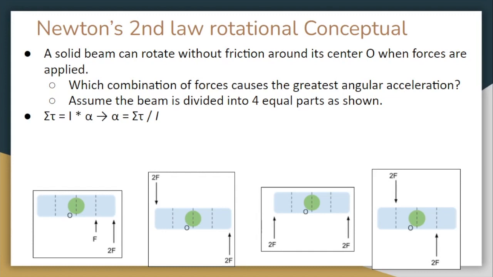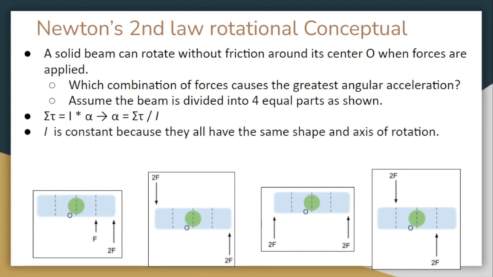Well, in order to figure this out, we need to think about our net torque equation. Net torque is equal to I times alpha. So if we rearrange this to solve for the greatest angular acceleration, we're going to solve for alpha here. So alpha is going to be equal to net torque divided by moment of inertia.